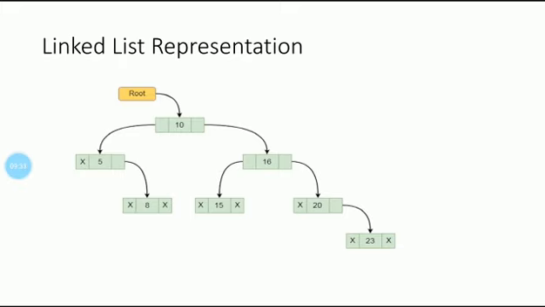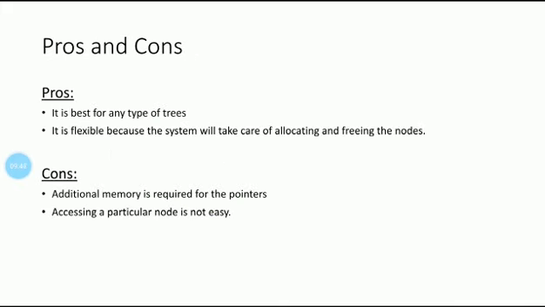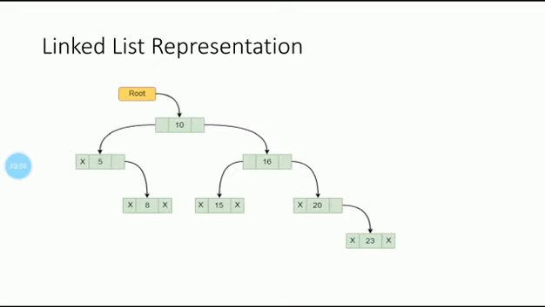That's it. And it is efficient in terms of memory, because memory is required only for the nodes that are present in the binary tree. It is applicable for any kind of tree. It is best for any type of tree, and it is flexible because at runtime we can allocate and deallocate the memory for the nodes.